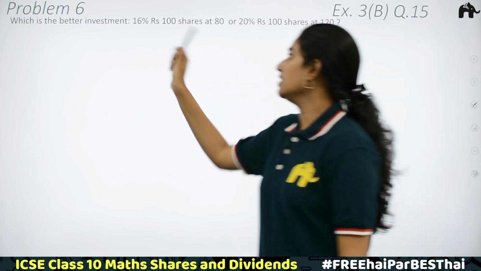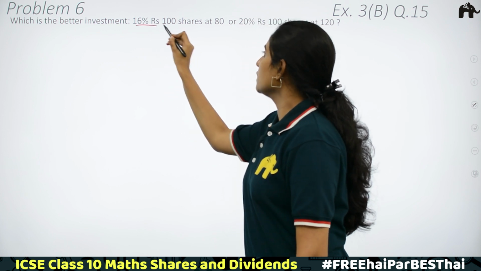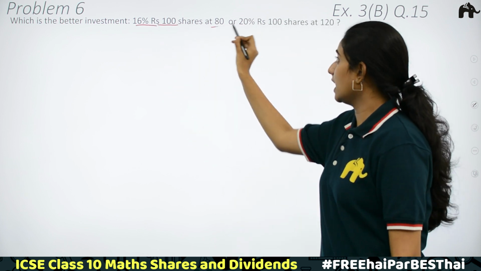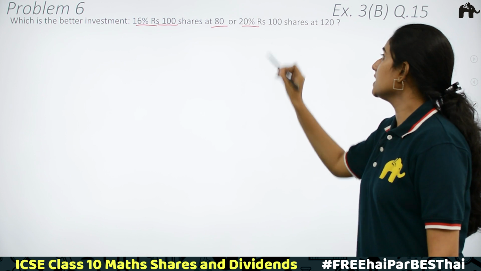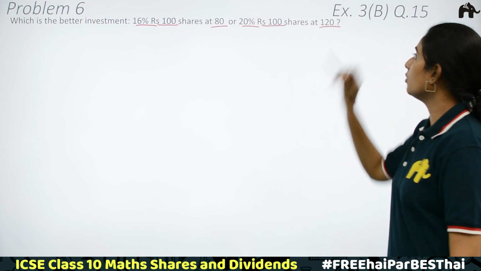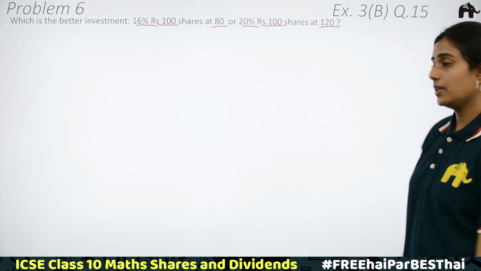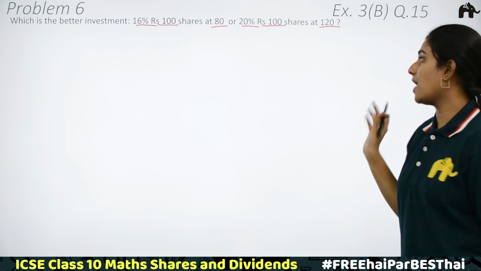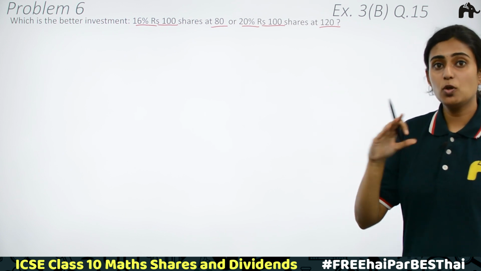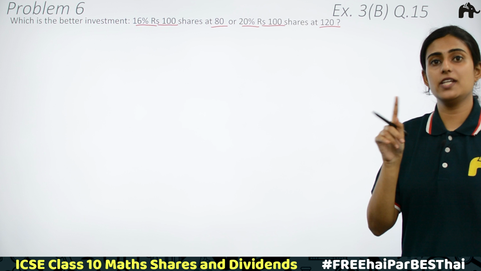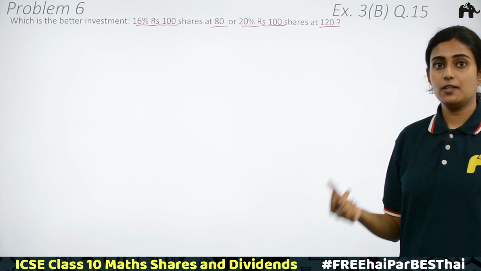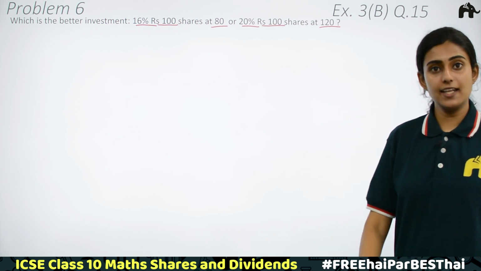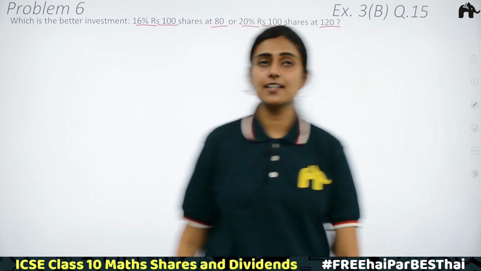Problem 6. Question number 15 of exercise 3B. Which is the better investment? 16% rupees 100 shares at 80 or 20% rupees 100 shares at 120. Is the question clear? We have two parts. We have to find in both the cases the income for rupees 1 and then compare to find which is a better investment. Let's start.